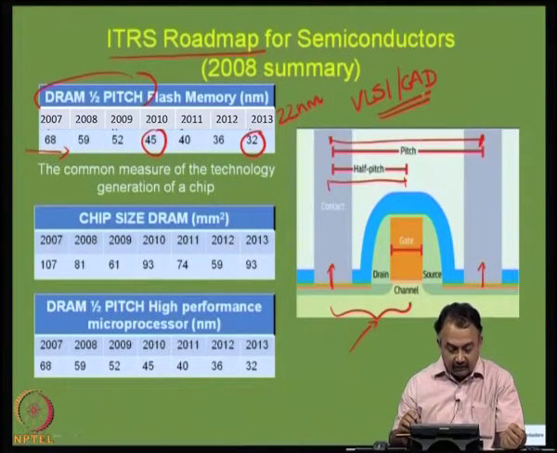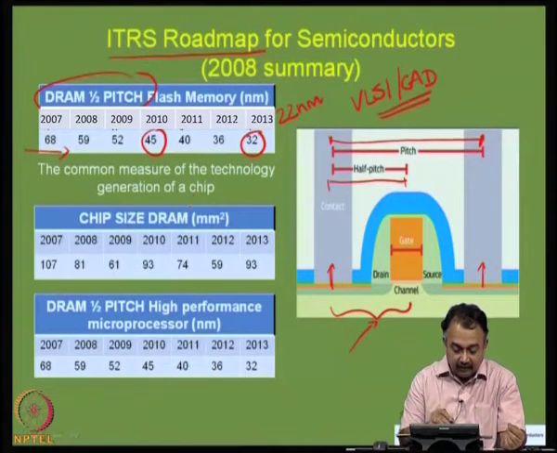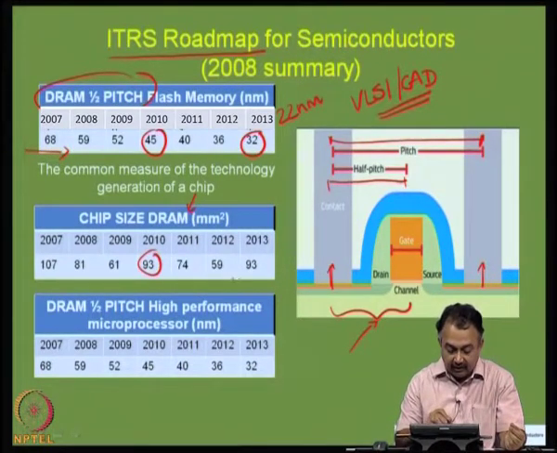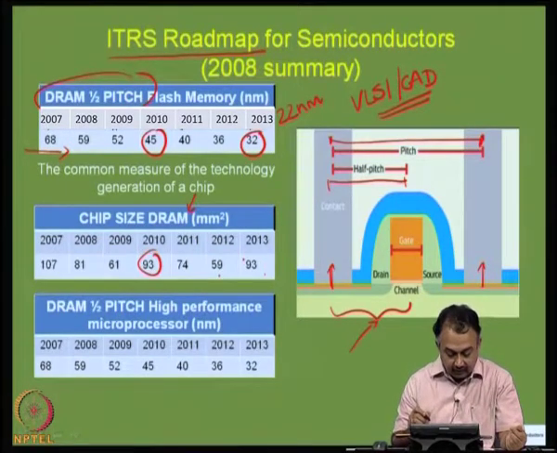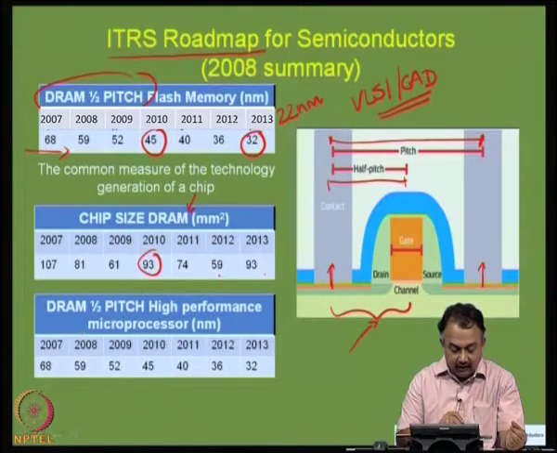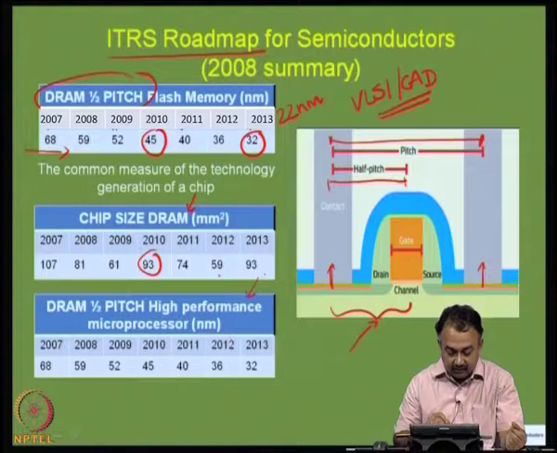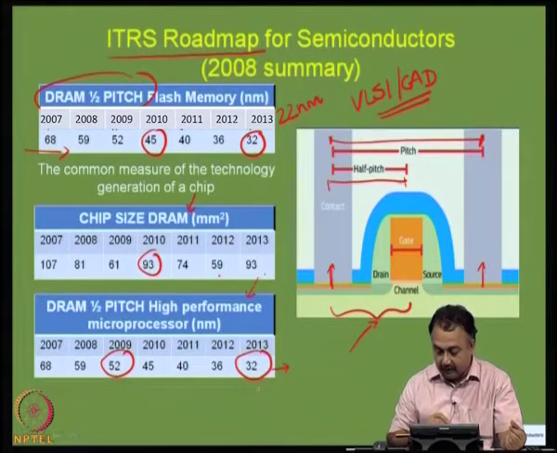So, you can see other parameters from the ITRS roadmap. For example, chip size of a DRAM from 2010 it is 93 and it is predicted to vary from 74 mm squared to 59, and again it is predicted to increase, okay, with a lot of integration. So, DRAM half pitch, high performance microprocessors, the nanometers technology that are used from 2009 it is 52 to 2013 it is 32 and beyond and less.